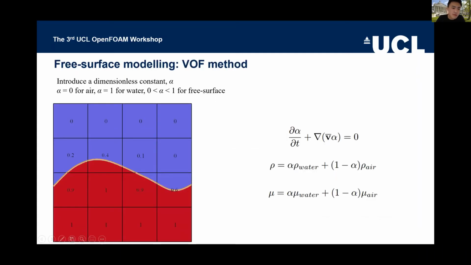So this VOF method has been taught by many previous presenters. We divide this domain into 2 regions, which is alpha 0 for air and alpha 1 for water. Any value between 0 and 1 is for the fluid surface. For example, if this cell is 0.4, then because water density is 1000 and air is 1, the density of this cell will be about 400.